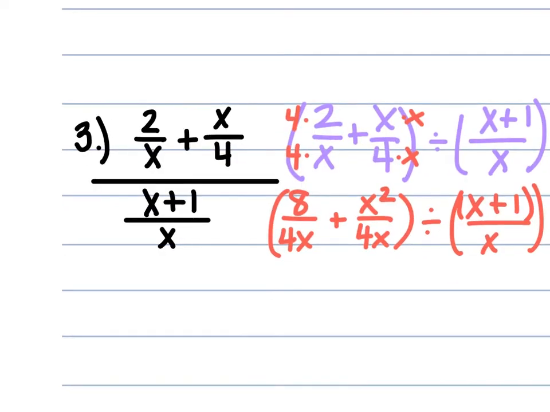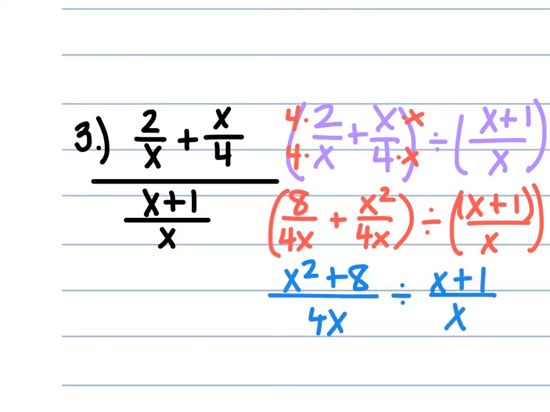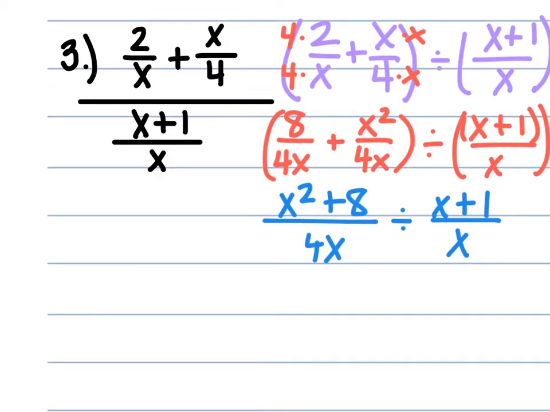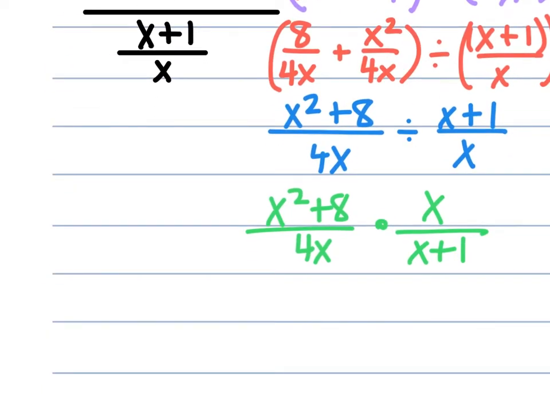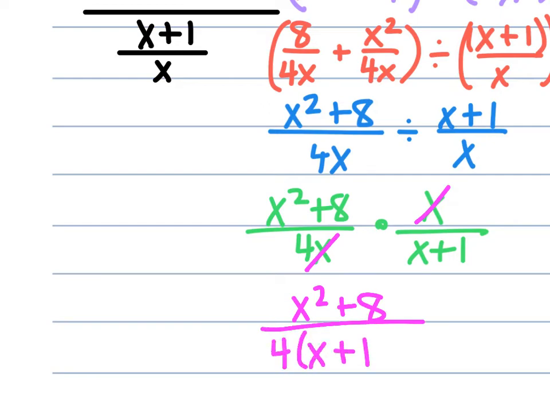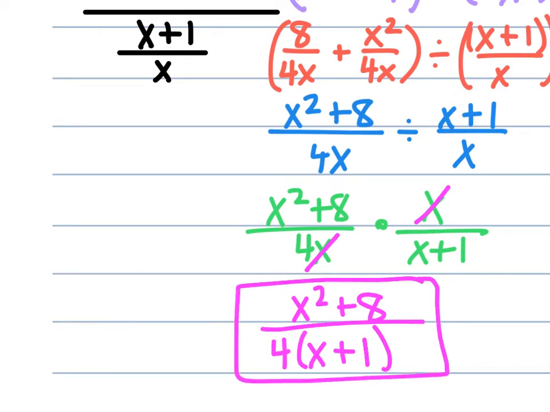From here, we can rearrange these terms in the first set of parentheses to be x squared plus 8 over 4x, and then we're going to multiply or divide that by x plus 1 over x. We can keep, change, flip now, so this can be x squared plus 8 over 4x times x over x plus 1. So when we do this, we can go ahead and cancel out those x's and it's just going to be x squared plus 8 over the 4 times x plus 1. And we don't have to go ahead and multiply that out, we can just leave it.